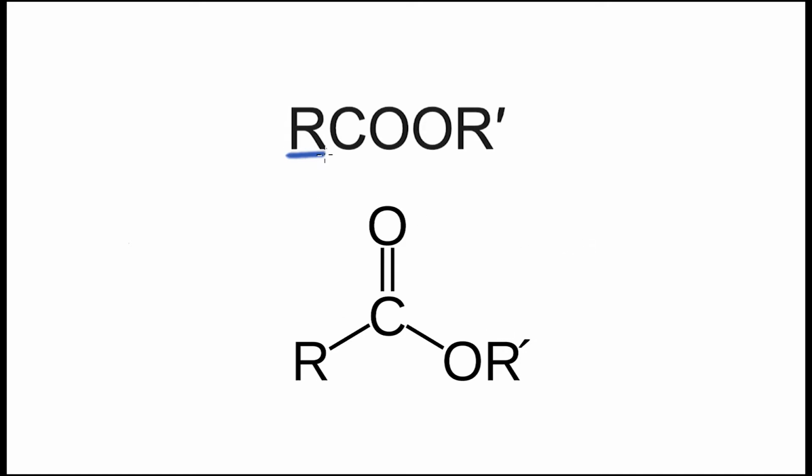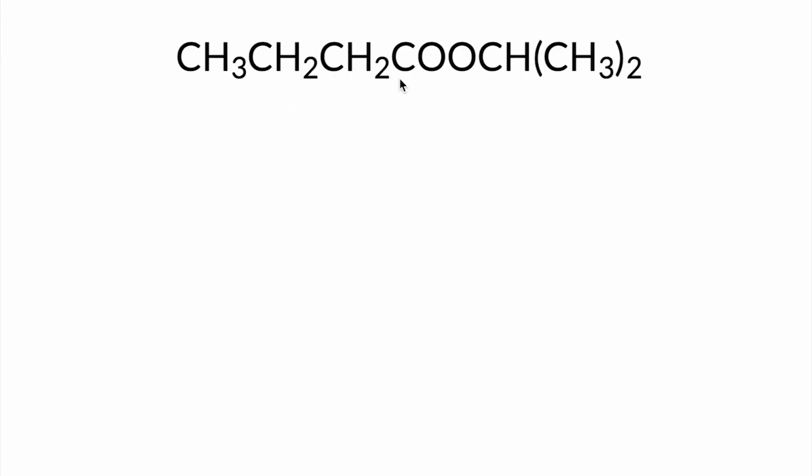So as I was saying, this R is basically the alkyl group attached to the carbon that's double bonded to oxygen right here, and this R prime is the alkyl group that is attached to the single bonded oxygen, so this oxygen right here or this oxygen right here. Okay, so given this condensed structural formula, we're gonna first identify where the parent group is, so it's right over here. And now we can identify where R and R prime are. So this is R, and this is your R prime.